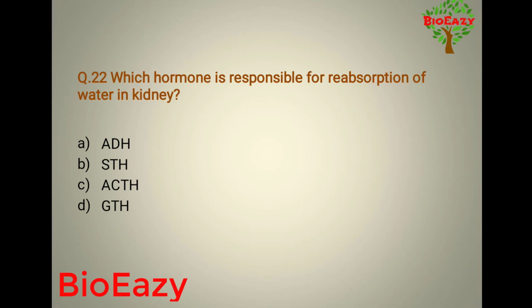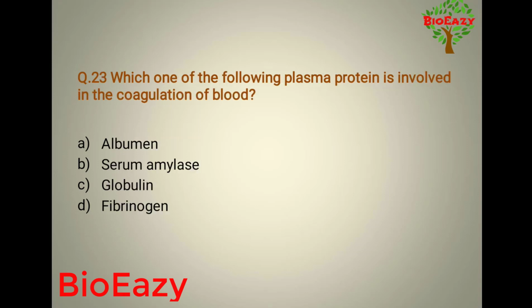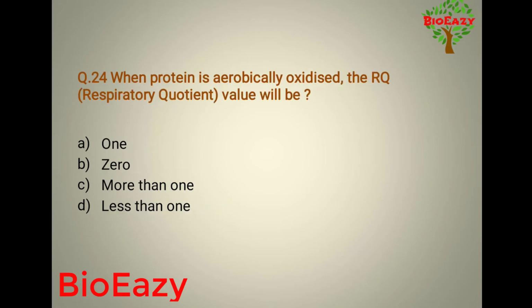Next is which hormone is responsible for reabsorption of water in the kidney? It is ADH, antidiuretic hormone. Next is which one of the following plasma proteins is involved in coagulation of blood? So this is your fibrinogen. When protein is aerobically oxidized, the RQ value will be less than 1.